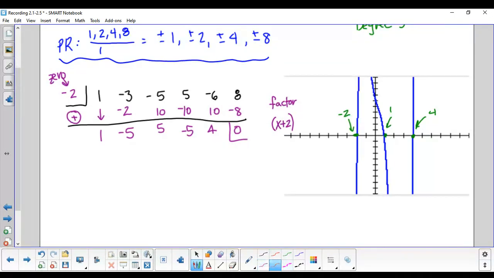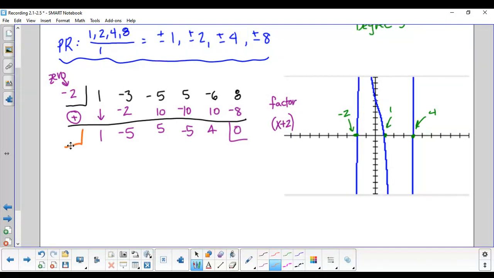Now, what we're going to do next is a little different than what we've done before. When we want to factor a 5th degree or a 4th degree, we want to take our previous line of answers, our previous answer line, and we're going to apply our synthetic division to that.